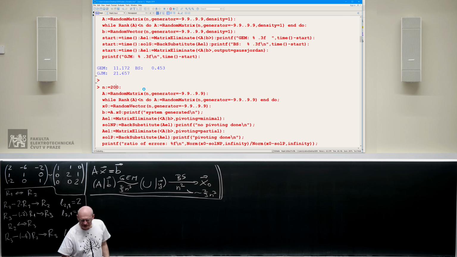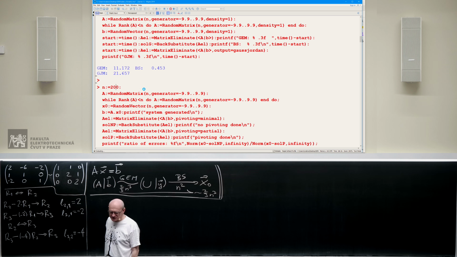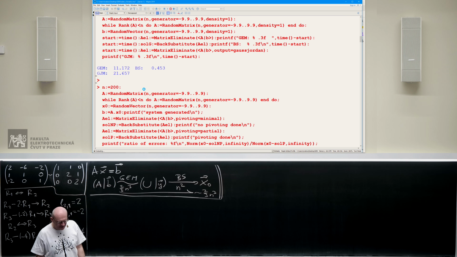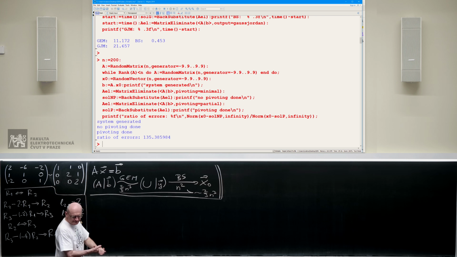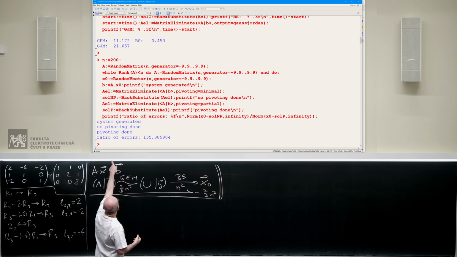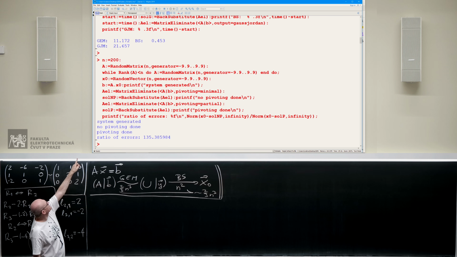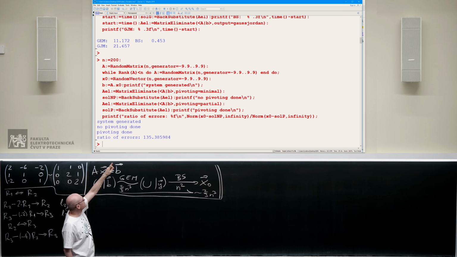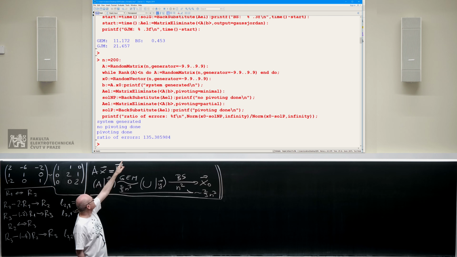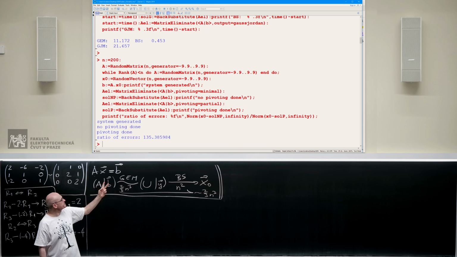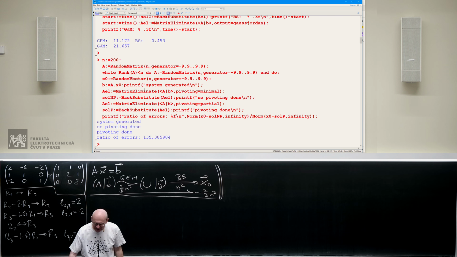Here we go. So let's see. 2, 3, 4, 5, 6, 7, 8. It's getting long. Okay. So the ratio of errors, that's what I want to see, is 135. So for this particular system, which we do not see, it's generated somewhere in the background. It's a big system, 200 by 200. For this particular system, if I apply partial pivoting, it will cut down the error 135 times, which means 2 digits of precision out of 9 were saved. I think it's worth it.